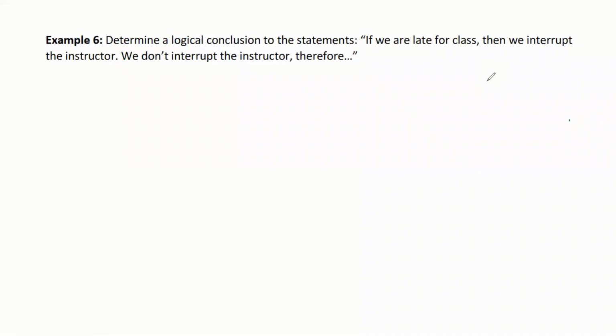Example 6 asks you to determine a logical conclusion to the statements. If we are late for class, then we interrupt the instructor. We don't interrupt the instructor, therefore. So we're going to look at those two statements. If we are late for class, then we interrupt our instructor, and we don't interrupt the instructor. So we're going to have P be we are late for class. And Q, we interrupt the instructor.